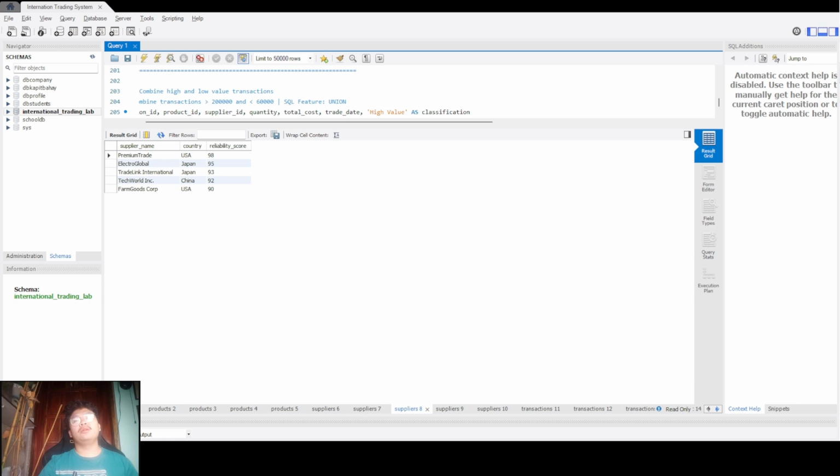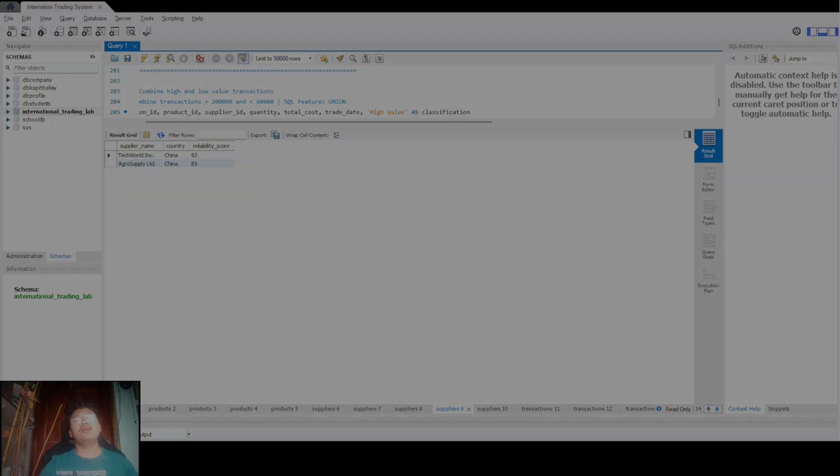So test case 9 is WHERE country LIKE 'C%', which searches for countries starting with the letter C. Found two suppliers from China. LIKE 'C%' means start with C followed by any characters.